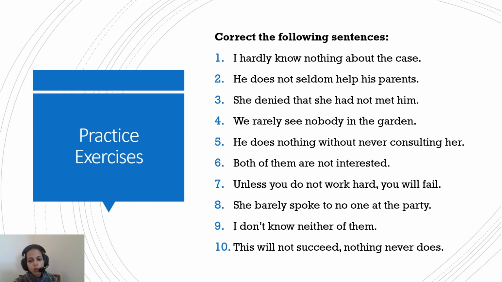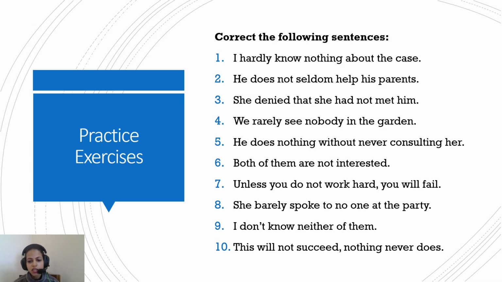"Unless you do not work hard, you will fail." So unless and do not, they don't go together. So "unless you work hard, you'll fail." "She barely spoke to no one at the party." Barely and no one, double negatives should not go together. "She barely spoke to anyone at the party." "I don't know neither of them." Again, neither and don't go together because they are double negatives. "I don't know either of them."